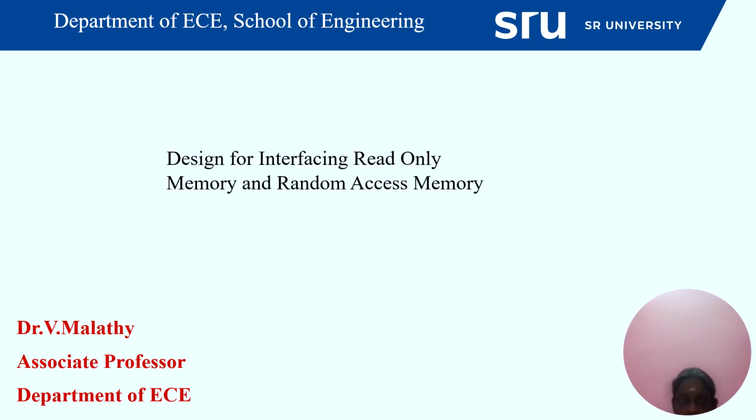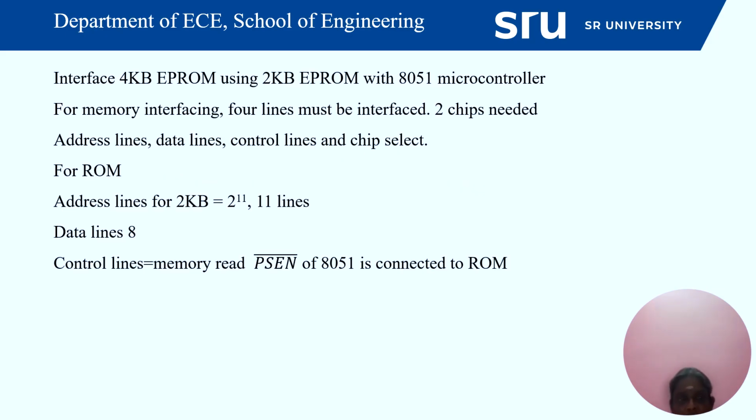Today's video lecture is on design for interfacing read-only memory and random access memory. Now we have to interface 4 kilobyte EEPROM, erasable programmable read-only memory, using 2 kilobyte EEPROM, because 2 kilobyte EEPROM is available in the market, not 4 kilobyte. But for our task, we need to have 4 kilobyte. So what should we do?